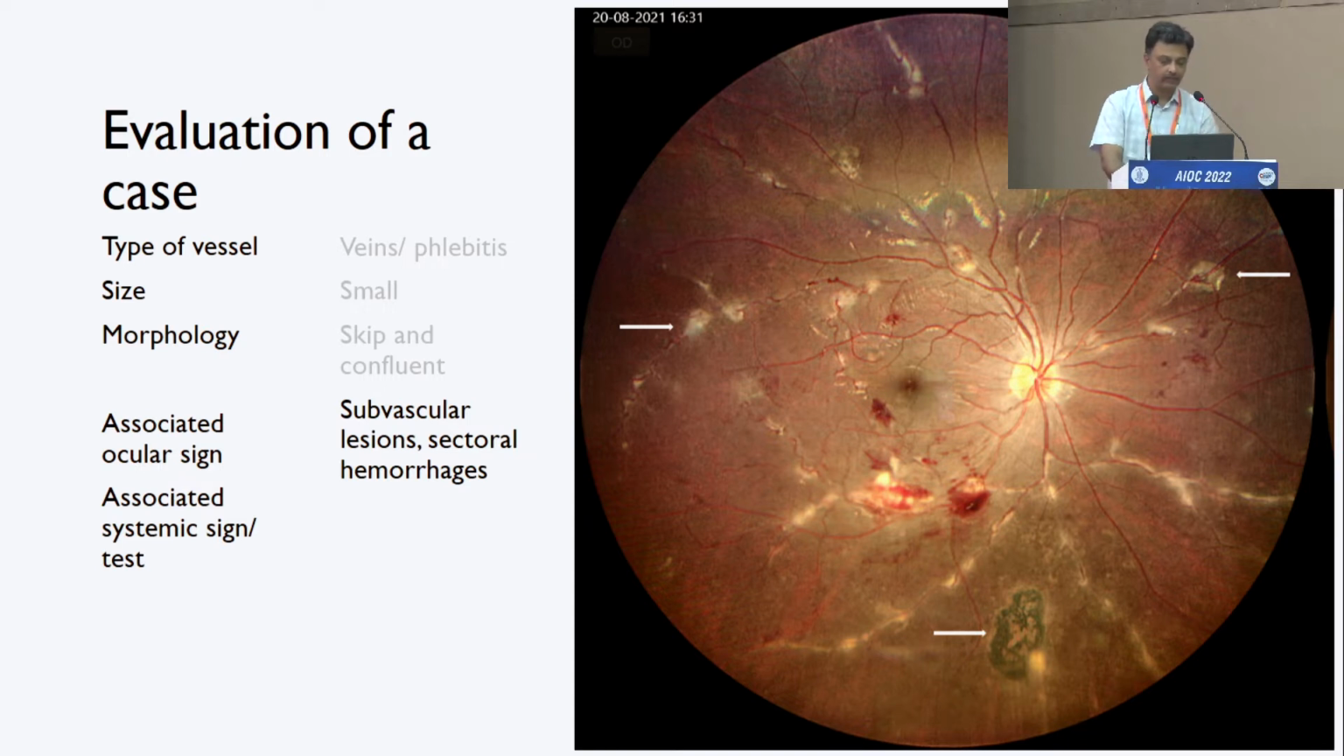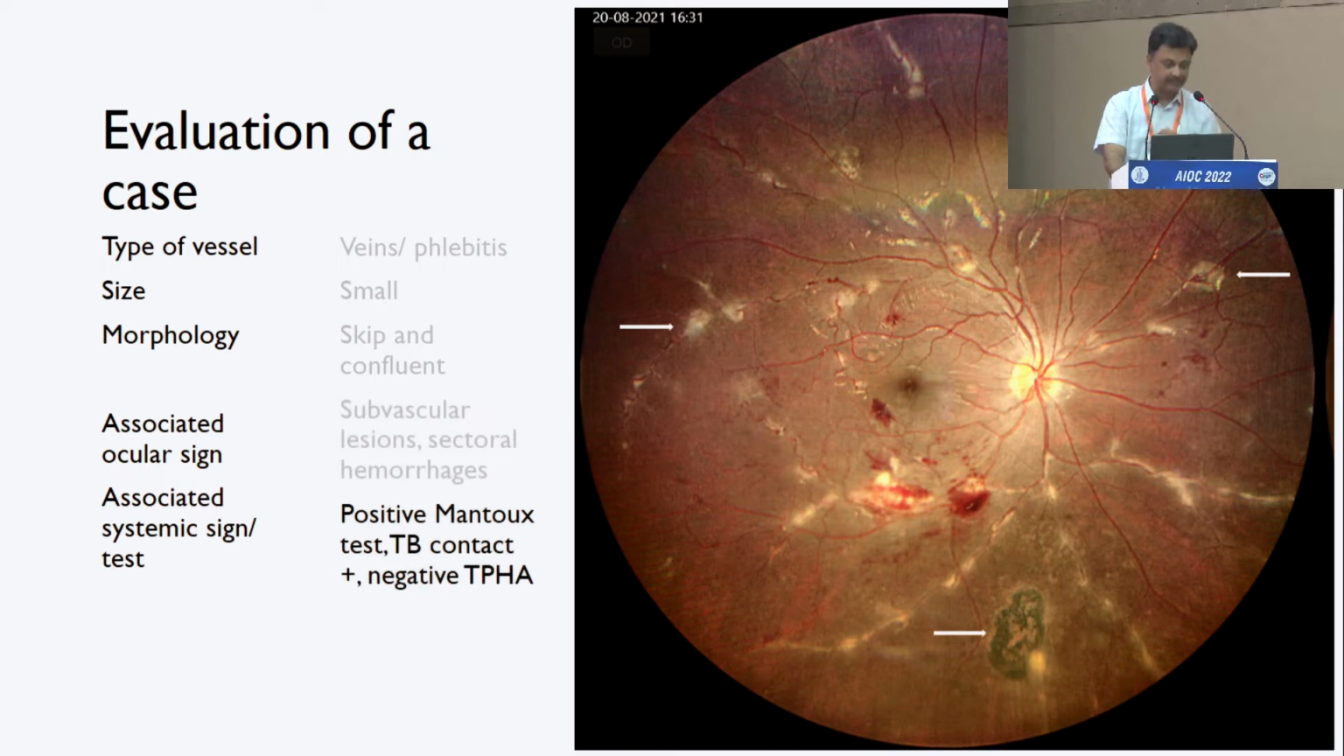And then when you look at the associated systemic signs, you see that the Mantoux test is positive, there is a history of TB contact, and very, very importantly, the TPHA was negative. We should not ignore that part of the finding. And based on this, we reach the diagnosis of tubercular retinal vasculitis in this patient.